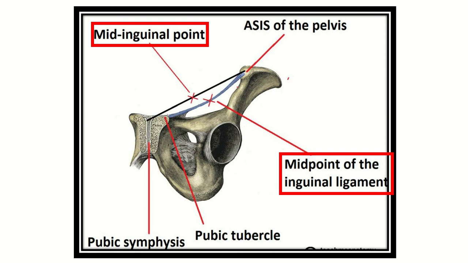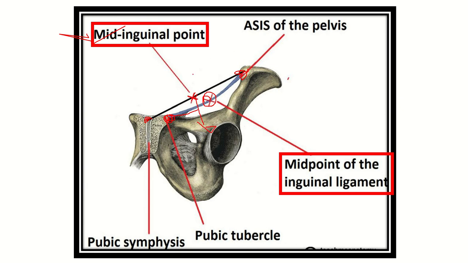So here we can see the two points. This is the anterior superior iliac spine, and this is the pubic tubercle, and the inguinal ligament attaches from the anterior superior iliac spine to the pubic tubercle. And this point is the midpoint of the inguinal ligament. On the other hand, a line which connects the anterior superior iliac spine and pubic symphysis, and the midpoint of this line is called the mid inguinal point, and the femoral artery goes below the mid inguinal point.